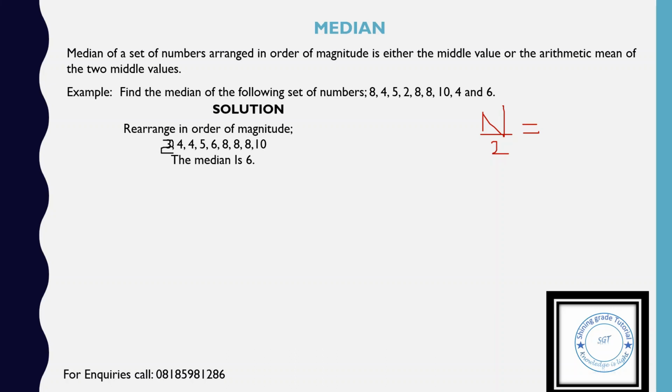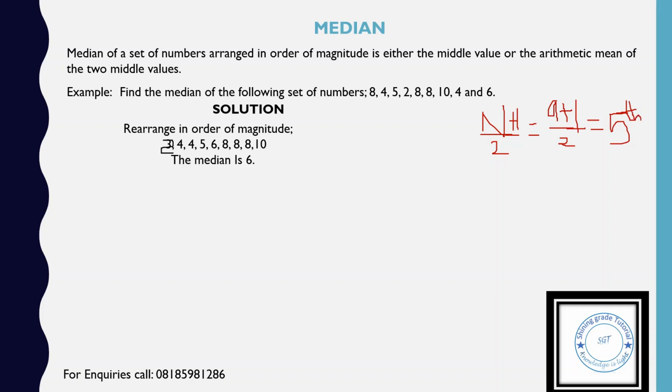We can just put plus 1, especially if the set of observations is odd. So plus 1 over 2 will give us where the median actually falls. So n is 9, 9 plus 1 over 2, so we have the 5th position. It means the median falls at the 5th position, or the 5th observation.